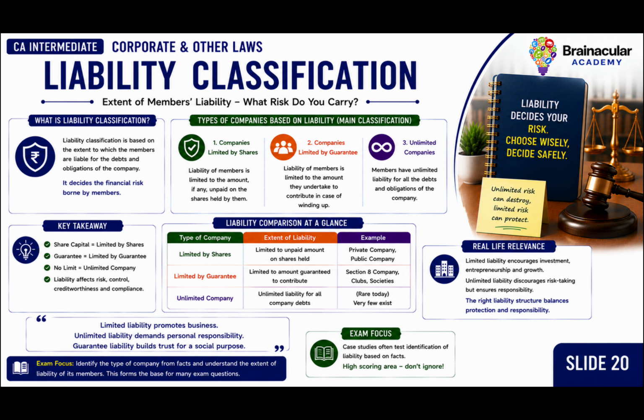Third is unlimited, section 2 subsection 92. Here there is no limit on liability. Members' personal assets can be attached and these are extremely rare to see. Third head is based on number of members. This is the most important classification for the exam. So go through every type very carefully.